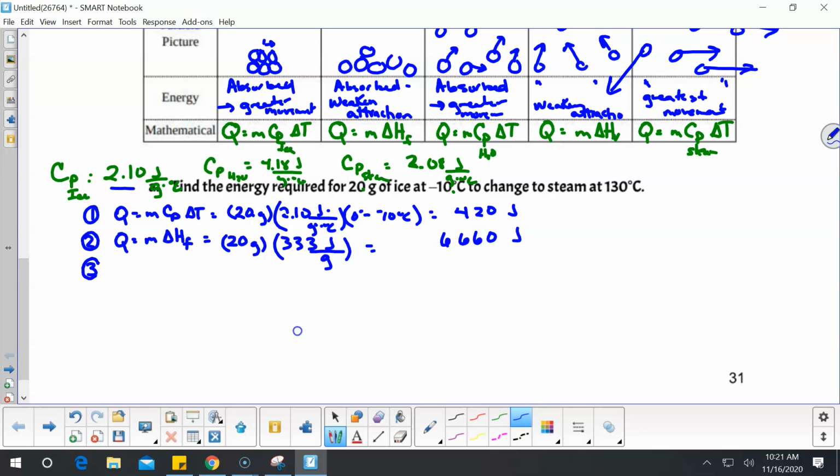The third segment, now we're warming up that water. We're going to make sure this is water, and the change in temp to its boiling point. So we have the same mass, 20 grams. The specific heat of water is 4.18 joules per gram times degrees Celsius. And the change in temperature, it's at 0 and it's going to go to 100 to its boiling point. Calculate that out. I got 8,360.